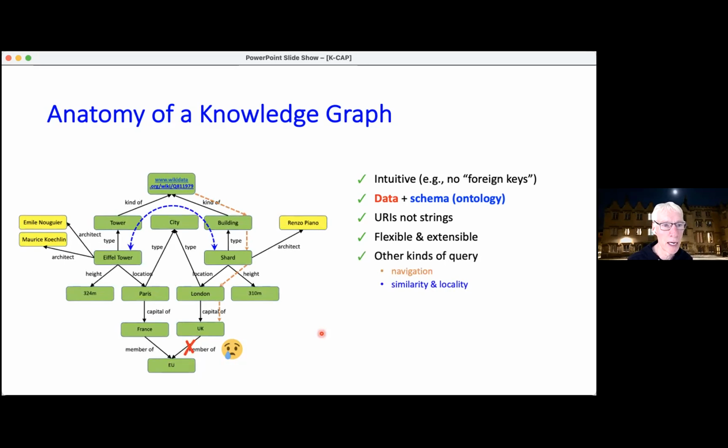And finally, another nice thing about graphs is that they facilitate a lot of different kinds of queries, not just the regular sort of SPARQL query, but I can also have navigational queries, and I can think about things like similarity and locality, which I can base more generally on structural analysis of the graph.